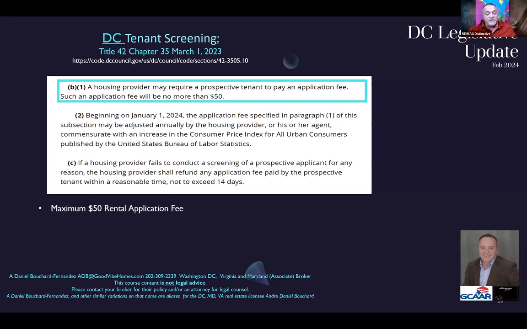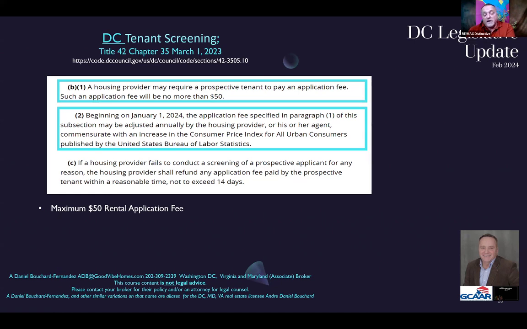So, next topic. The law also stipulates that we cannot charge more than a $50 rental application fee until January 1st of 2024. After January 1st of 2024, we're using a new formula that's adjusted annually by the housing provider, or excuse me, his or her agent, commensurate with an increase in the consumer price index for all urban consumers.